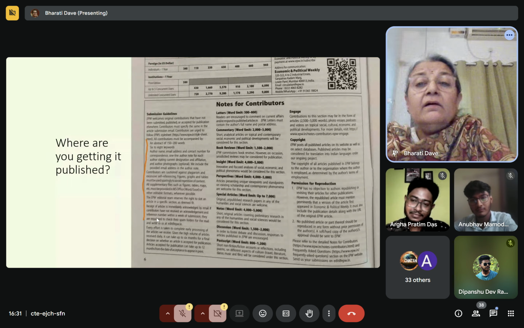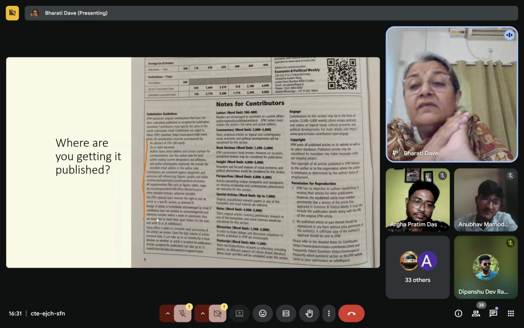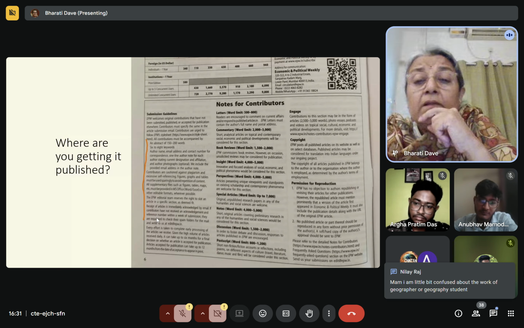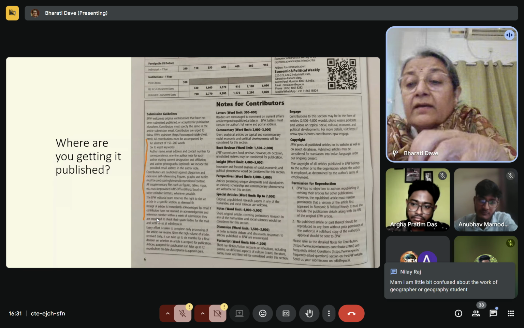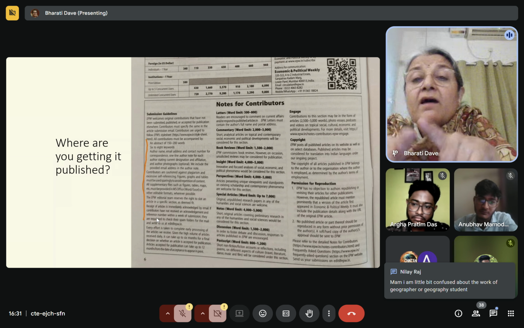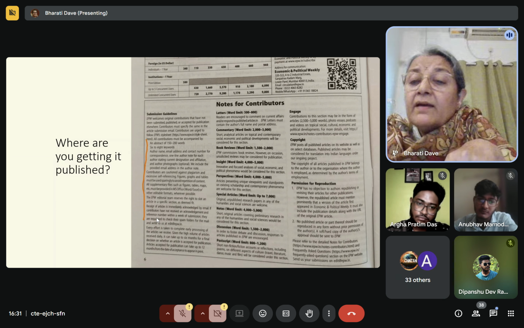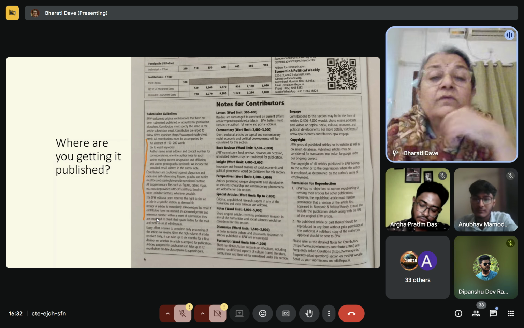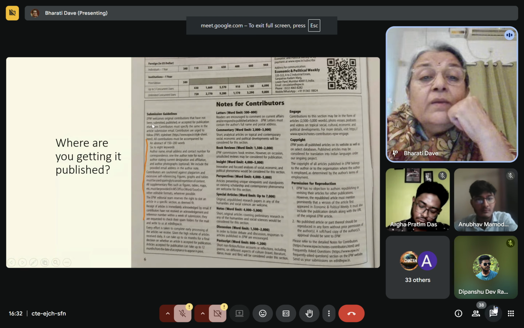Then, now this is also very important: where are you getting it published? Every magazine will have, in the magazine only they'll tell you what is their requirement. So like this, a little thing I picked up from EPW.